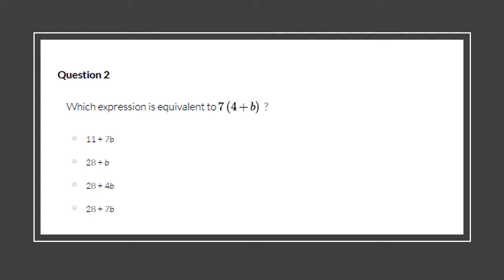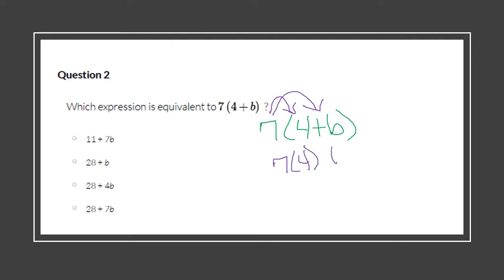Okay, which expression is equivalent to 7 times 4 plus b? So I'm going to do the same thing. I'm going to hand that 7 out to everything inside the parentheses. So I've got 7 times 4. Bring down the middle sign. 7 times b. So 7 times 4 is 28. 7 times b is 7b. So I'm going to look over here at my choices, and I do see that option.